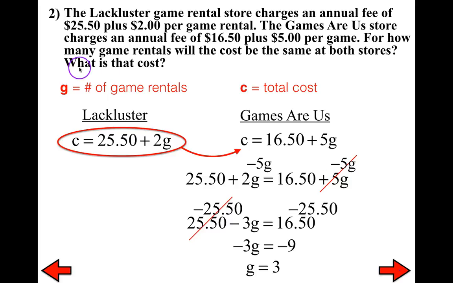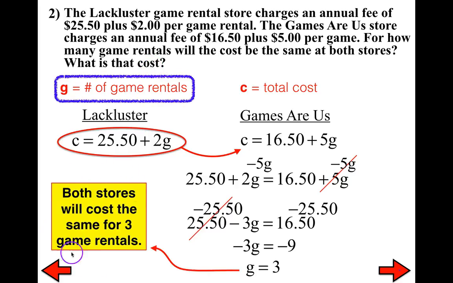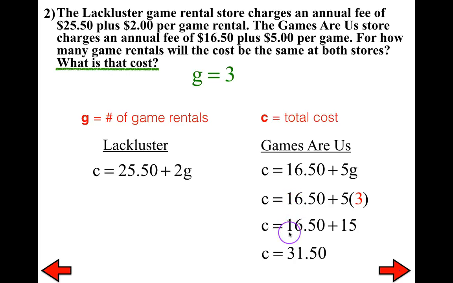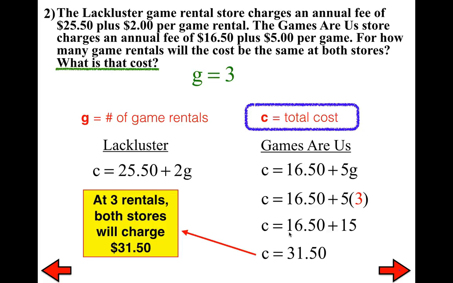But the next question is, well, what will that cost end up being? Okay, so again, both stores will cost the same for 3 game rentals, but now let's take a look at what will the cost be. Since we got G equals 3, let's go ahead and plug it into one of these two equations. Now, does it really matter which one? The answer is no. So I went ahead and plugged it into this one, leaving me with C equals $31.50. So to answer the question, the cost of 3 rentals will be $31.50 for both Lackluster and Games R Us because they are the same.